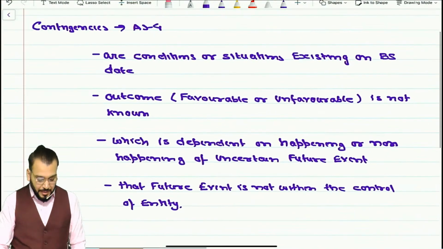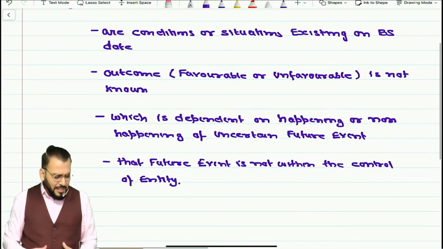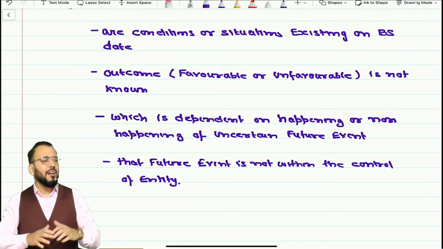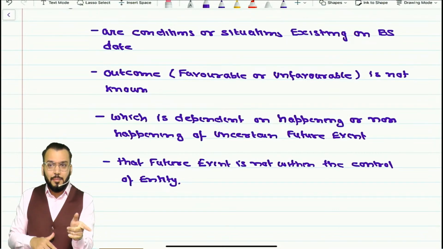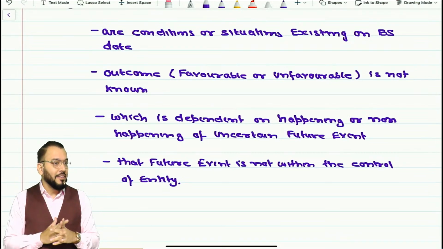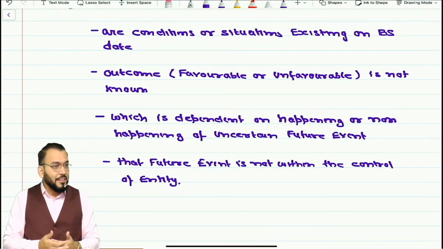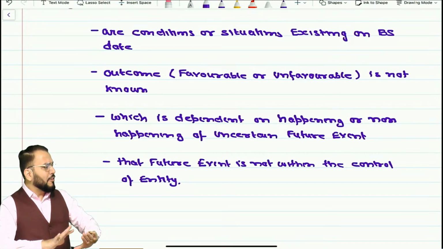Have you understood the meaning? Can I say at CA final level, whenever I am writing this definition, you are comfortable? At CA final level, not at CA inter level. At CA inter level, it will take some enjoyment, then it will be over. So at CA final level, whatever I will write down, you will be comfortable.